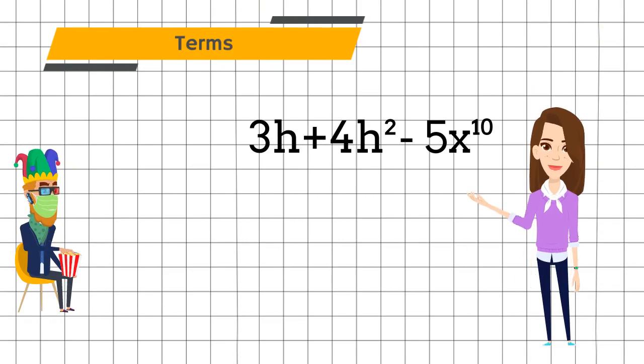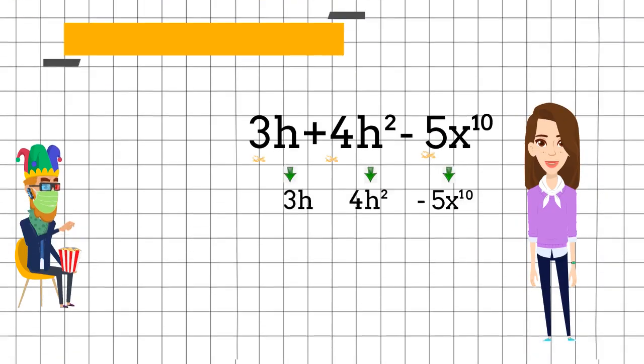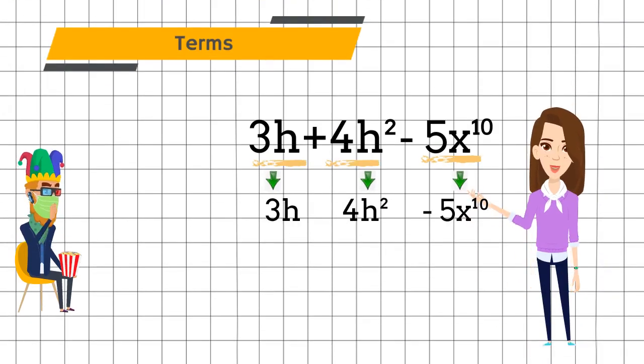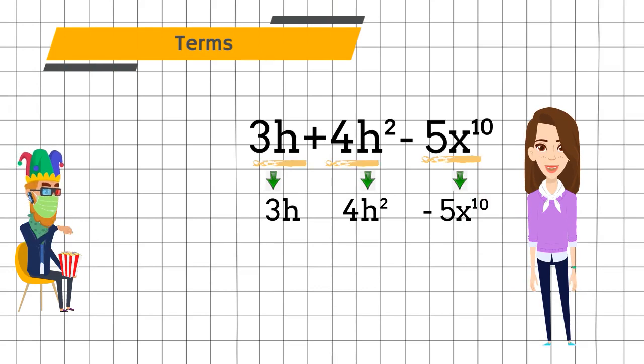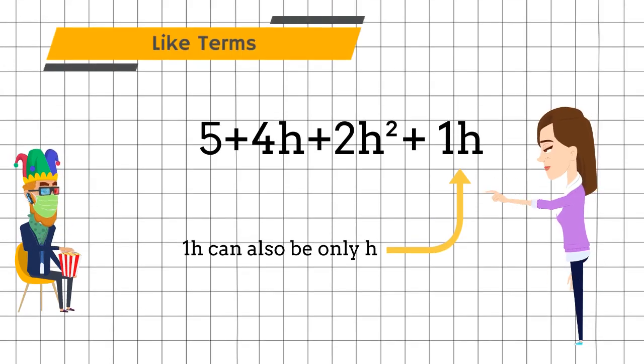Then, what is a term? The terms are a coefficient and a variable together. The sign that they have at the left determines if it is positive or negative. In the example, the terms are 3h, 4h elevated to the power of 2, and minus 5x elevated to the power of 10. And at last, what is a like term?